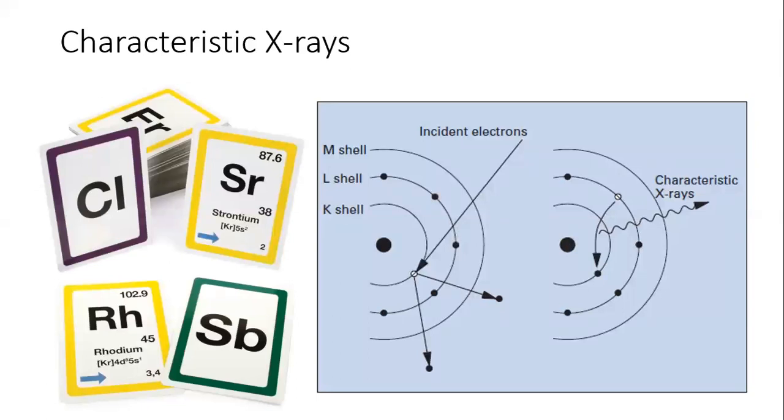Now we're going to talk about characteristic X-rays. As explained before, when the incident electrons enter a substance, various electrons and electromagnetic waves are emitted from the substance. Characteristic X-rays are one of them, and they're called this because their energies or wavelengths are characteristic of individual elements. This is why the characteristic X-rays are used for elemental analysis, that is, to know what the specimen is made of.